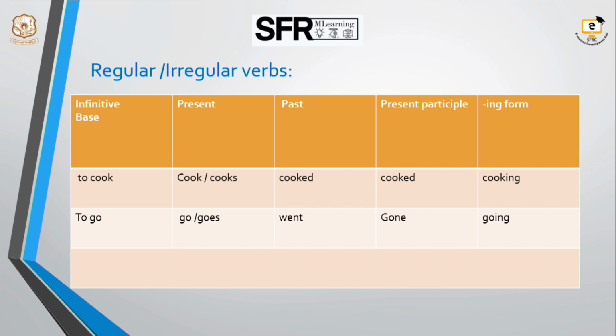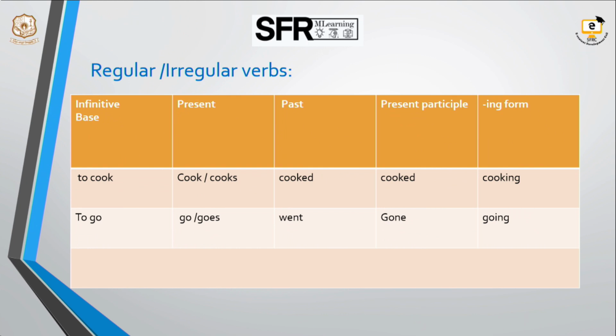We say that this is a regular verb because both the past tense and the past participle forms just end with ed, cooked. But you can't do that with an irregular verb like go. The present forms are go and goes. But the past tense form is not goed. We use went. The past participle form is gone. So, the past and the past participle forms are different. So, these verbs are called irregular verbs.